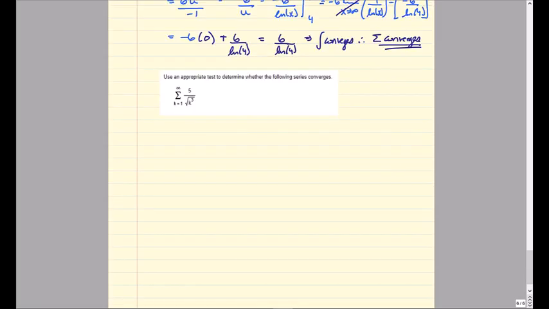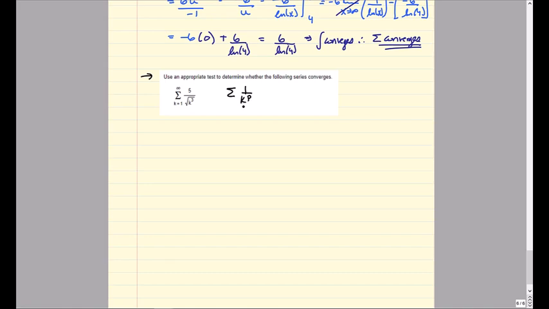So we've done quite a few integral tests and divergence tests. We haven't done any p-series tests. So let's go ahead and look at our p-series test. It says use an appropriate test, but this is a p-series. So why is it a p-series? Because it looks like 1 over k to the p.